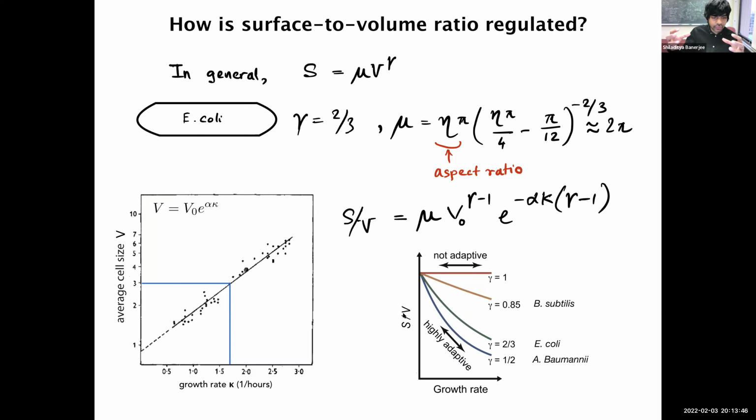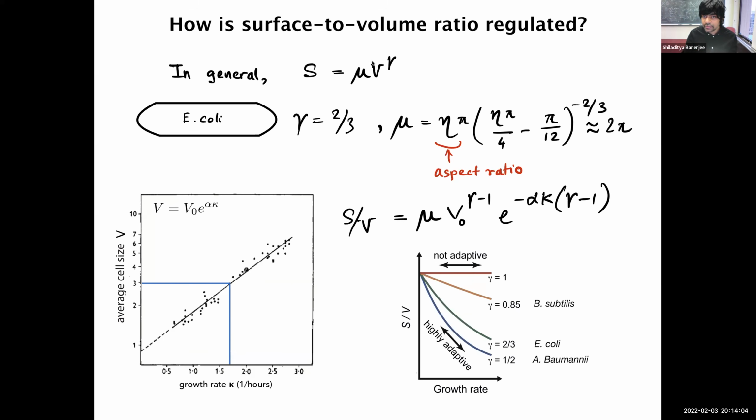So you increase your surface to volume ratio so that you can increase the flux of food coming from the surface of the cells, okay? So by changing geometry and shape, you can adapt to different stressful conditions, right? And this is how we interpret this equation, right?